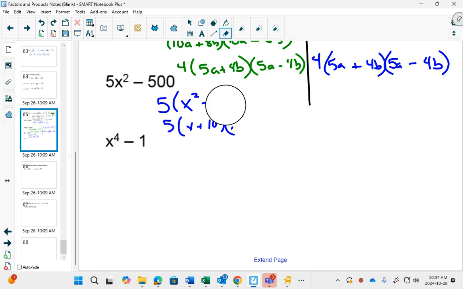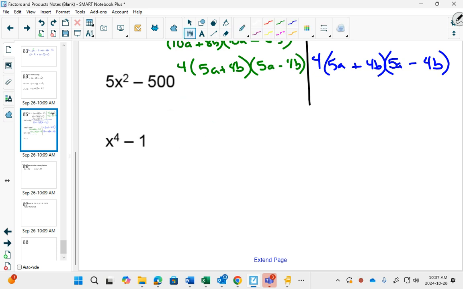I'm going to erase this just so we have more space. Is this a difference of squares? Yes, it is. What times what makes x to the 4? X squared and x squared. And what times what equals 1? 1 plus, 1 minus. How did you do? Awesome. That's what I did. Perfect.